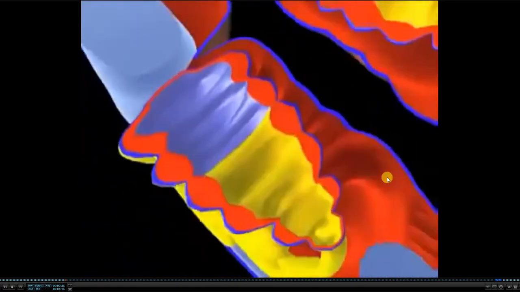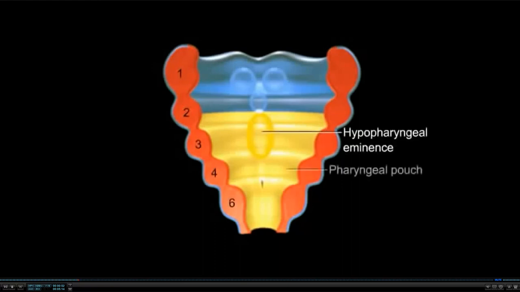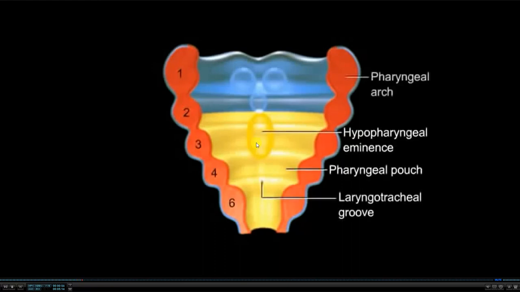We have 5 stages in the development of the respiratory system. In the lecture PPT I sent to you in Google Classroom, you can observe the theoretical part of this, and I'll ask you about this theoretical part in the practical class, but just in general I explain here. Hypopharyngeal eminence, pharyngeal pouch, laryngotracheal groove. This will form the trachea.